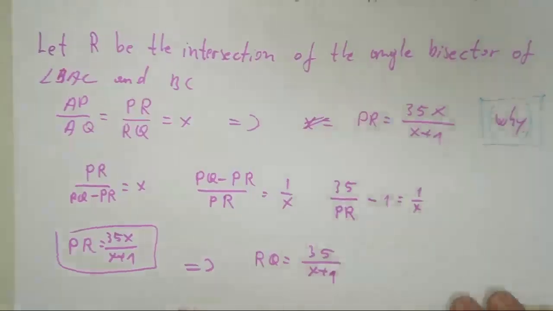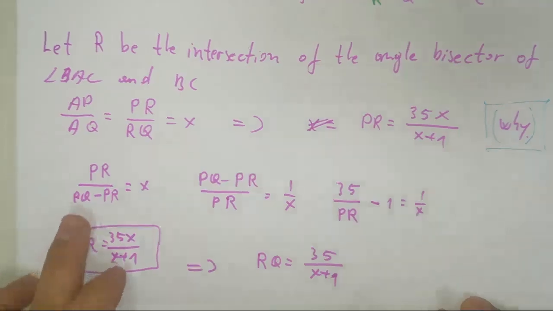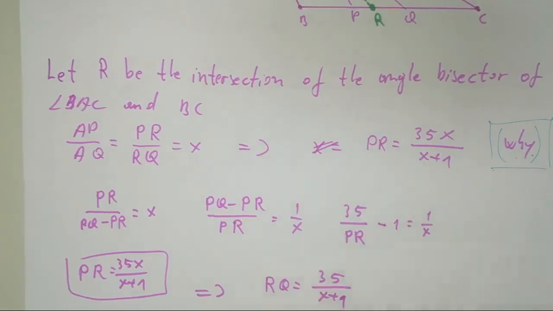Because PR over RQ is equal to x, this will be PQ minus PR. Wait for me 1 minute, I'll come back.